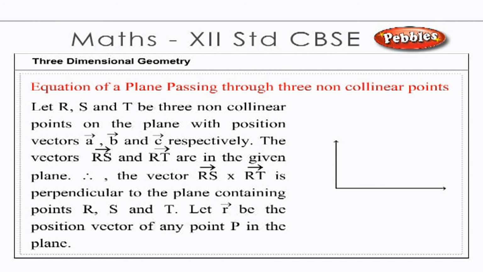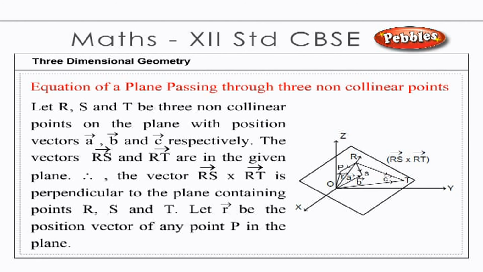Equation of a plane passing through three non-collinear points. Let R, S and T be three non-collinear points on the plane with position vectors a vector, b vector and c vector respectively. The vectors RS vector and RT vector are in the given plane. Therefore, the vector RS vector cross RT vector is perpendicular to the plane containing points R, S and T.